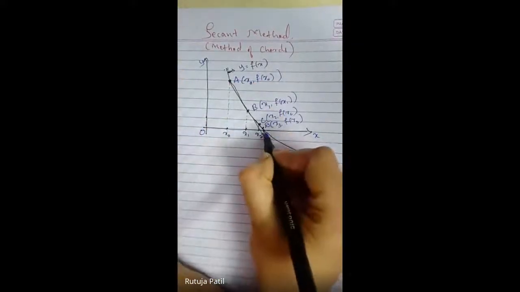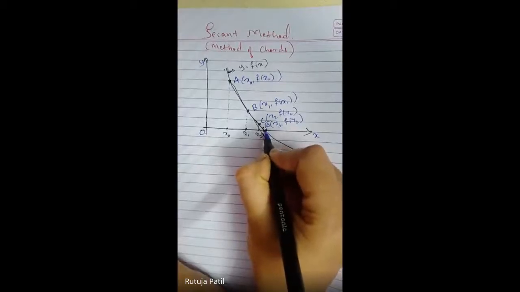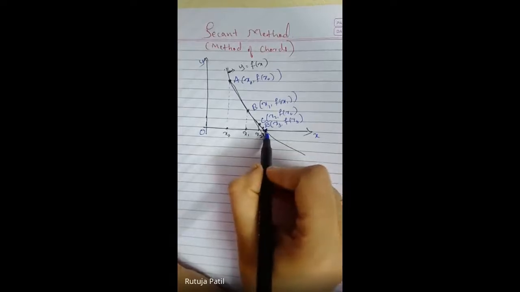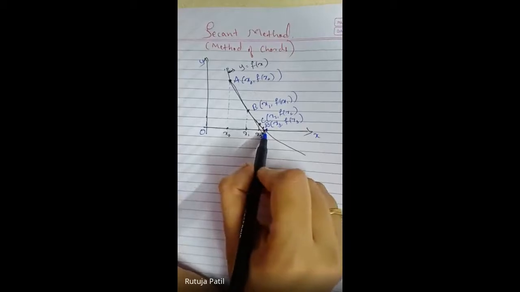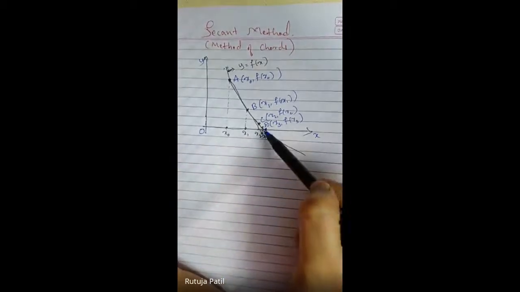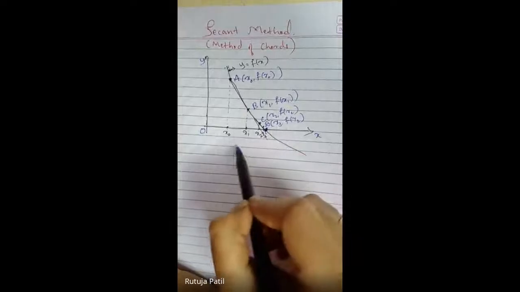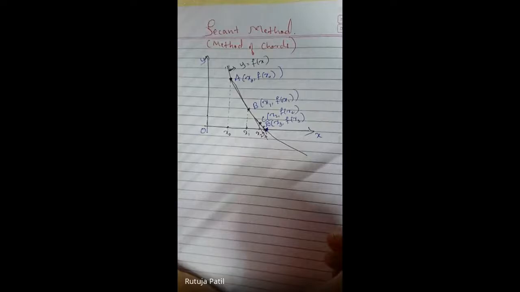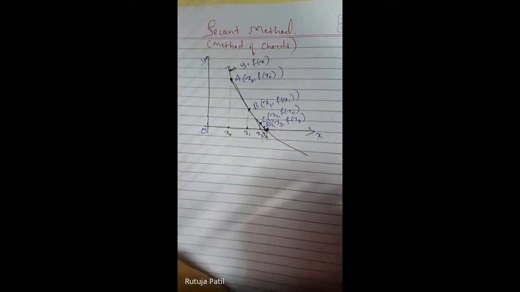But where does the actual root lie? The actual root lies at this point. For some equations, we may arrive at the nearest value, but not the exact value. Only in very rare cases do we get the exact value. Using these methods, 99% of the time we don't get the exact values. We try to arrive at the nearest root value for that equation.